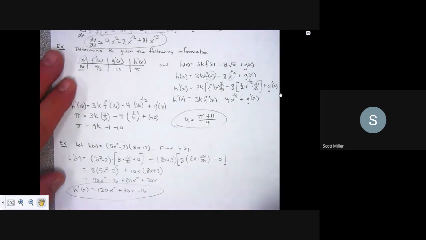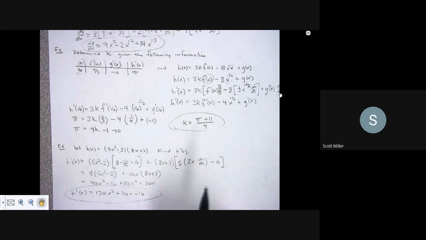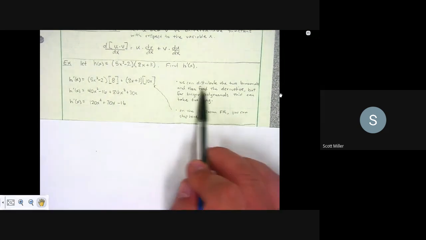Now, this is simple enough that I could have, if I wanted to, multiplied this out first and then taken the derivative, and I would have gotten the same thing. Okay? So let me go ahead and show you this right here so you can see some side notes that I wrote about this. You can distribute the two binomials and then find the derivative, but for larger polynomials, this can take too long. Okay, these are small and simple, but if they were longer, you wouldn't want to do that.